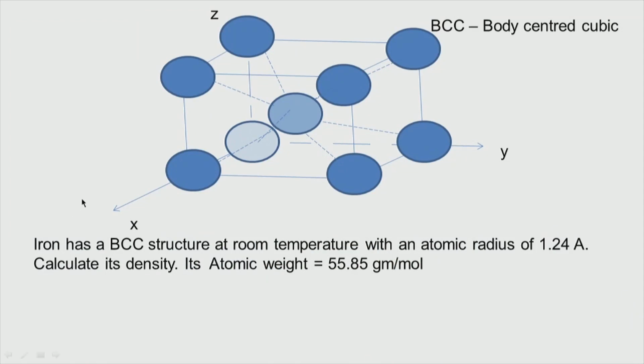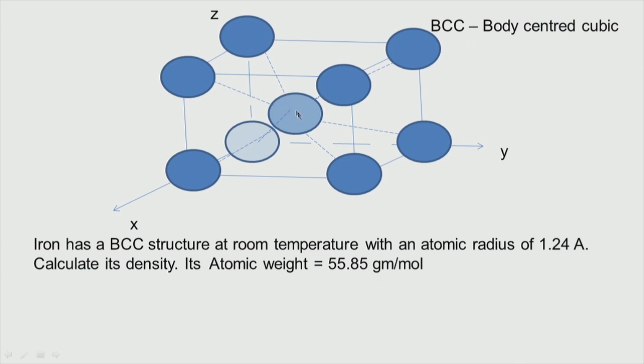So, let us go back, take iron, it has got a BCC structure, okay. So, each of these corners, okay, and one in the middle here. It has a BCC structure at room temperature with an atomic radius of 1.24 angstroms. Calculate its density, its atomic weight is 55.85 gram per mole. So, if you take one unit cell, we need to know how many atoms are there. Can you tell how many atoms are there?